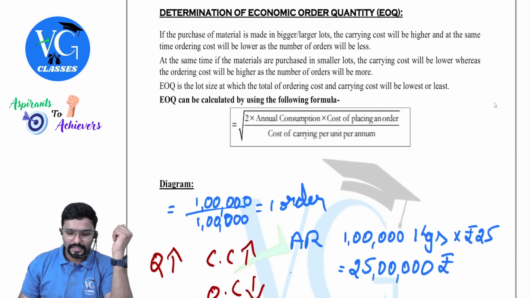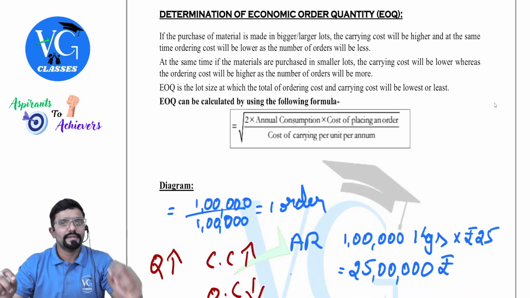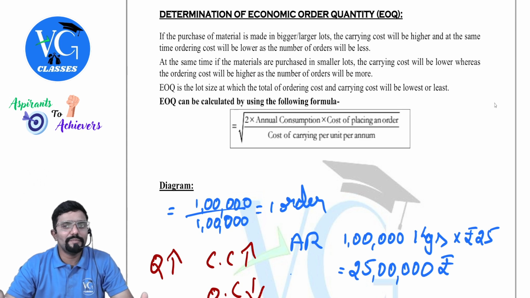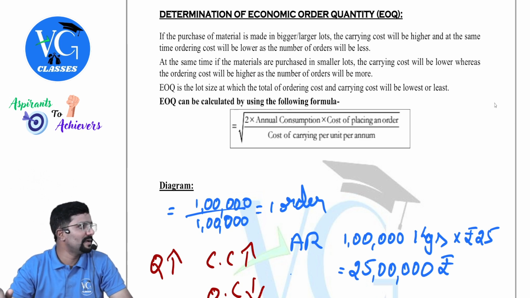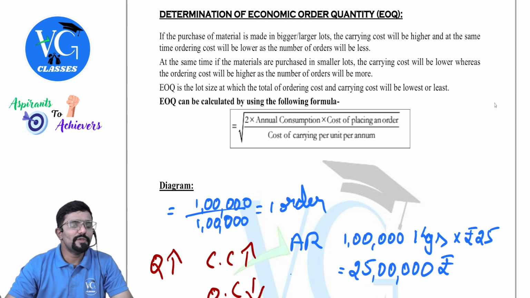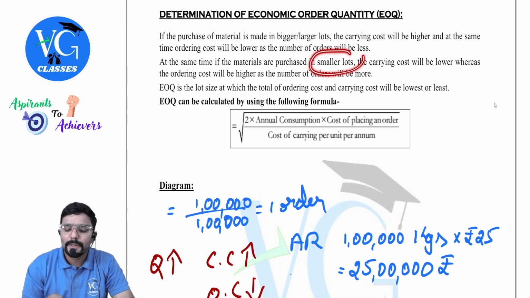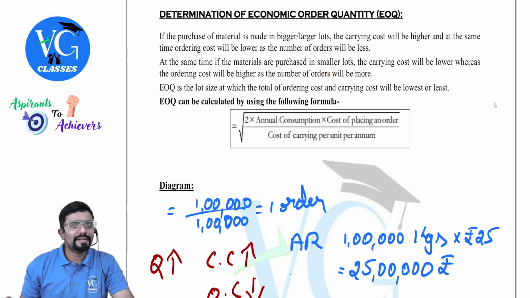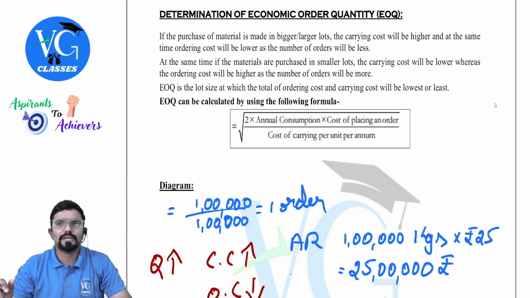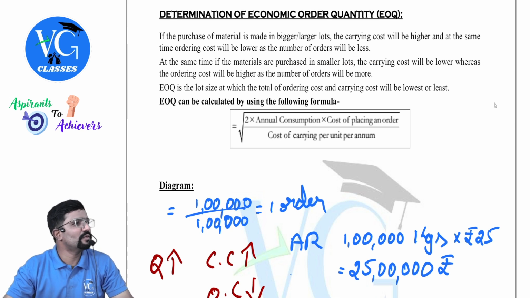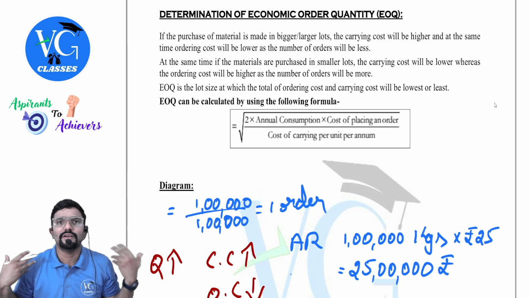Chalo, now coming back to the concept. If the purchase of material is made in bigger or larger lots, the carrying cost will be higher, and at the same time, ordering cost would be lower as the number of orders would be less. At the same time, if the materials are purchased in smaller lots, the carrying cost will be lower, whereas the ordering cost would be higher, as the number of orders would be more. So either way, one cost would be more. Sir, what should I do, sir? Cost is cost for me. Both are cost.